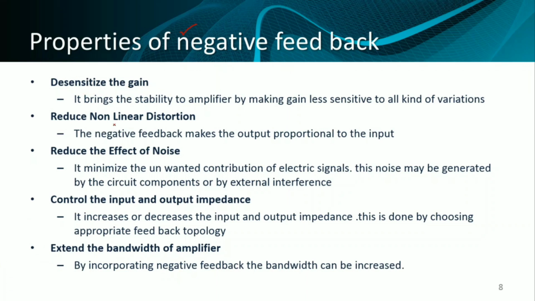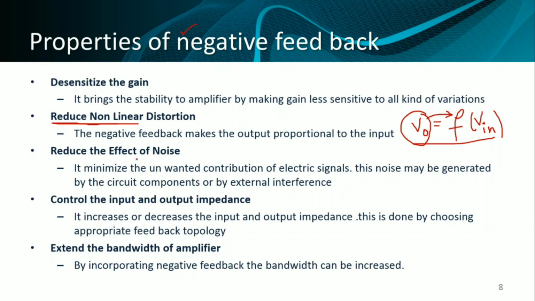Next is reduce nonlinear distortion. So the output, whatever the output is there, V0, we assume that it is a function of Vin, and this function is linear. That means whenever the input varies, the output will vary linearly. It reduces the nonlinear distortion. That means the output will completely depend on a linear function of input. It will not depend on the nonlinear functions that cause the distortions or the harmonics. So the output will vary linearly with the input. So it means that it reduces the nonlinear distortions.